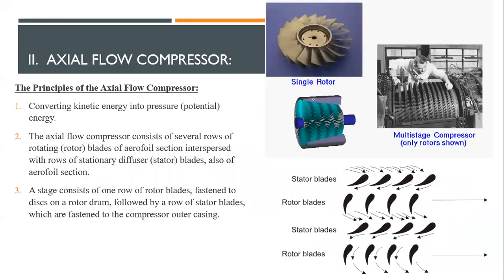Okay, so you can see a rotor. The first thing which is involved is rotor. The principle of the axial flow compressor: it also is used to convert the kinetic energy into the potential energy. The axial flow compressor consists of several rows of rotating rotor blades, with rows of stationary diffuser or stator blades fixed. So you can see the combination is like this: stator, rotor, stator, rotor.